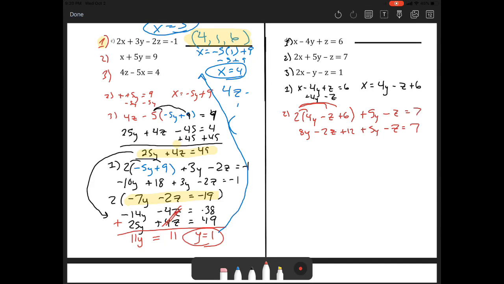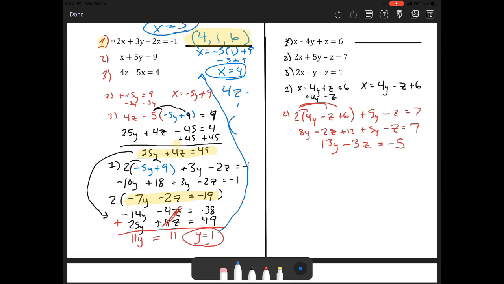And again, I got to simplify that down even more. So I've got 8 and I've got 5. That's going to give me 13y. I've got a negative 2z and a negative z, so that's going to give me negative 3z. And I move my 12 over to my 7, and I'm going to get negative 5. So this is our second equation now.